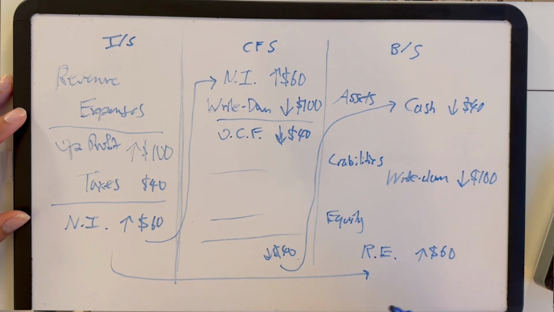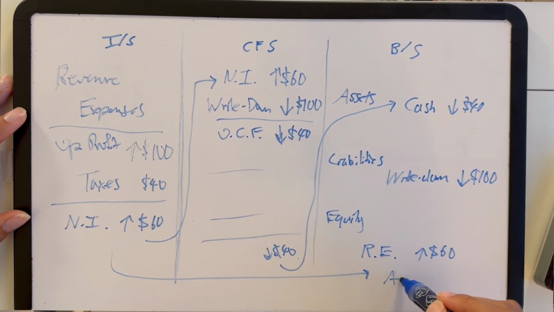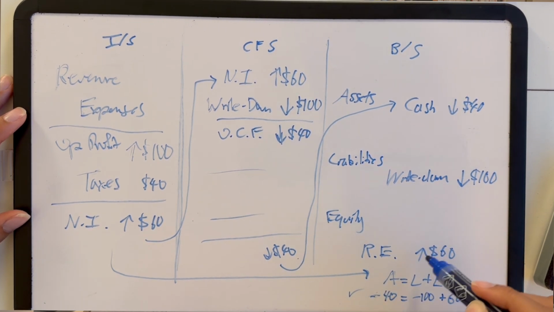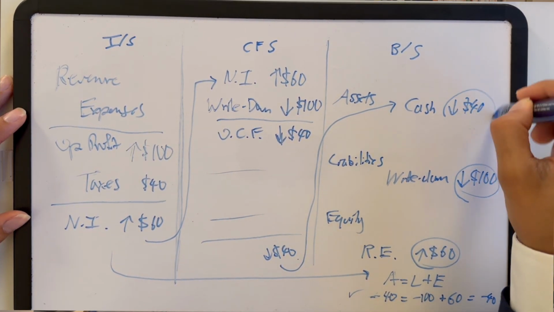So if we look at the basic equation of accounting, assets equals liabilities plus equity. So our assets went down by 40. So I'm just going to put negative 40. Our liabilities went down by 100, negative 100, and our equity went up by 60, plus 60. This is the same thing, and the balance sheet balances between these three numbers. And that's how you walk through the write-down of a liability on the three financial statements.